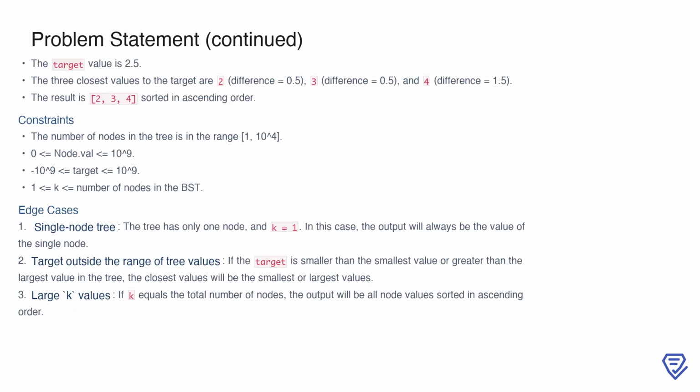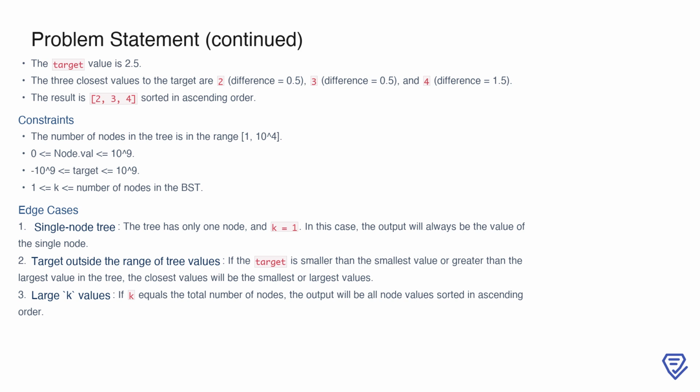Finally, in this third example, the BST is shown with a more complex structure, and the target value is 2.5. We are asked to find the three closest values, so k equals 3. The closest values are determined again by their absolute differences from the target. Here, the values 2 and 3 both have a difference of 0.5, while the value 4 has a difference of 1.5. These three values are the closest to the target, and when sorted in ascending order, the result is [2, 3, 4].